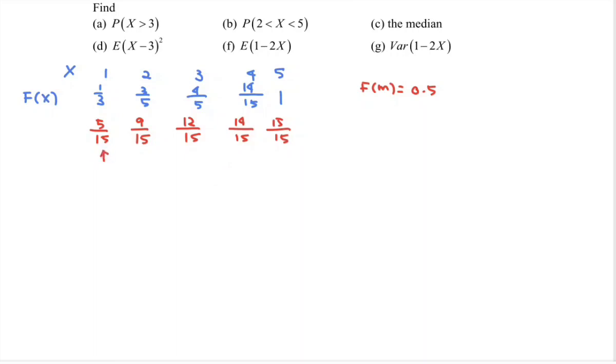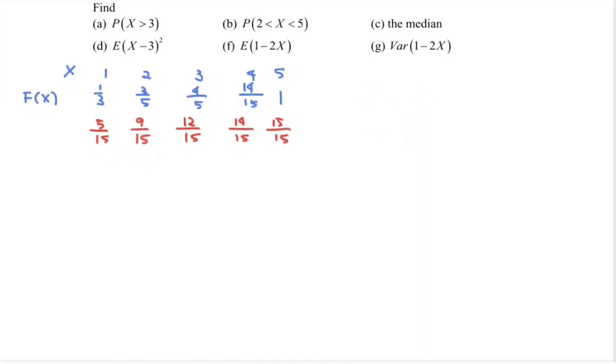Referring to this part, we already have 5 over 15. Where is the 6? 6 is located over here. What about the 7? And also the 7.5. Then m will be equal to the median. The m is equal to 2, because the location of 0.5 is located when x is equal to 2.